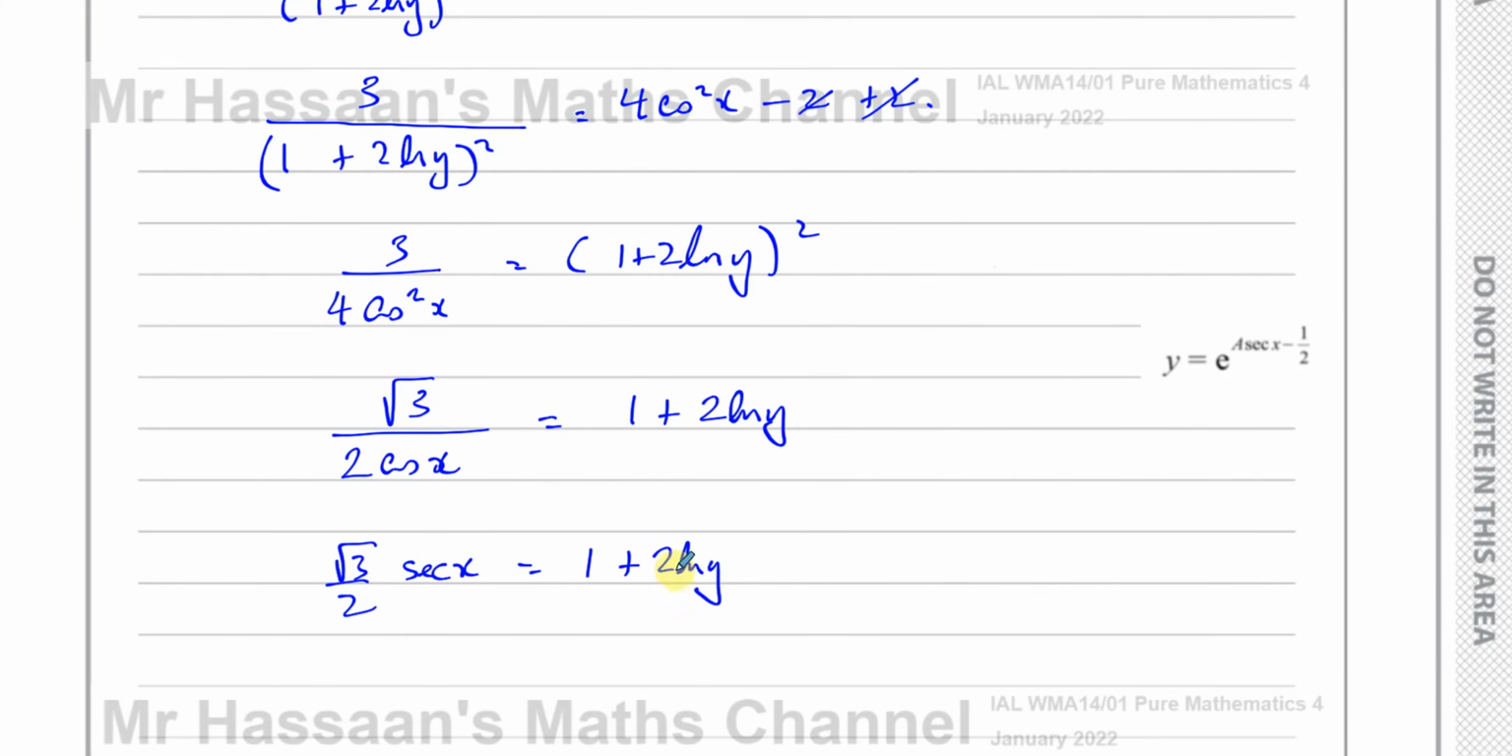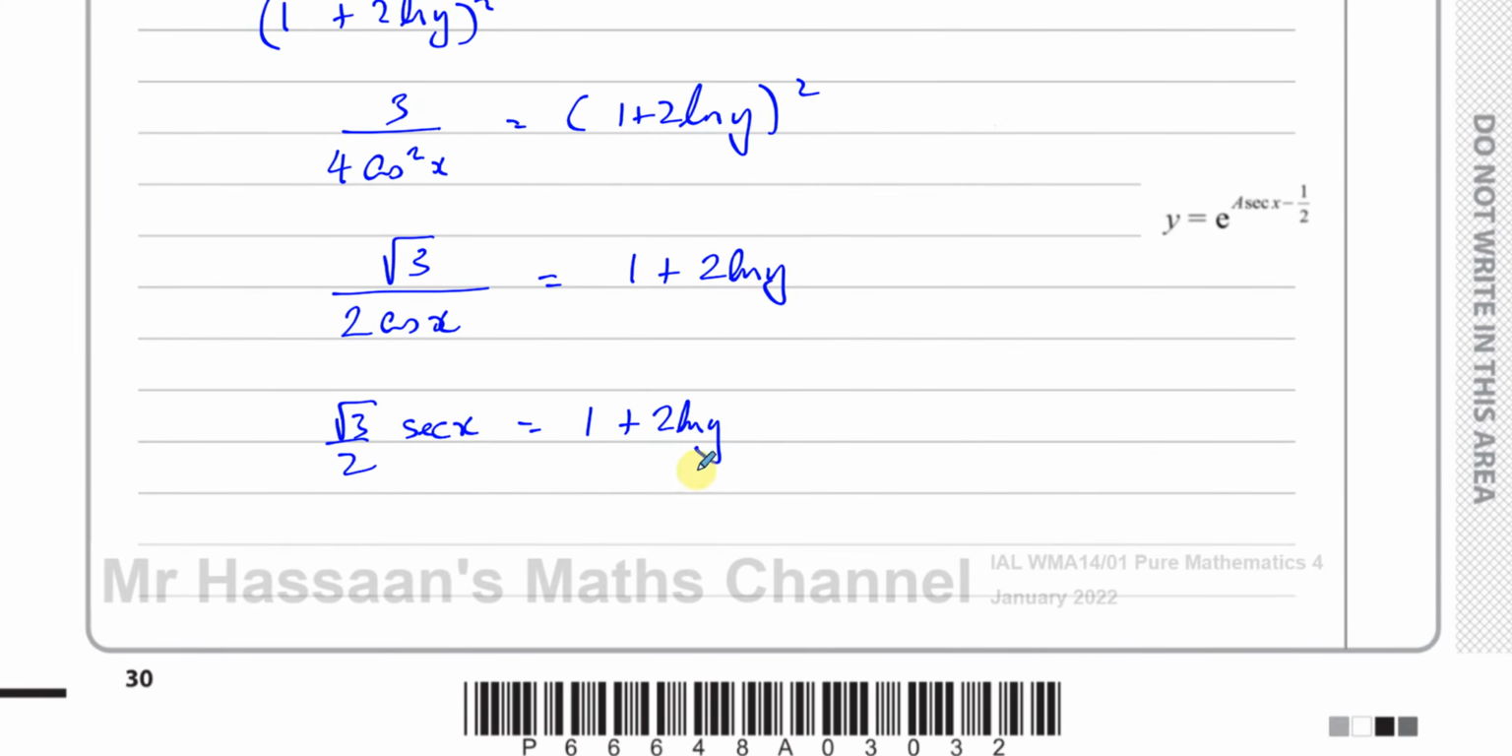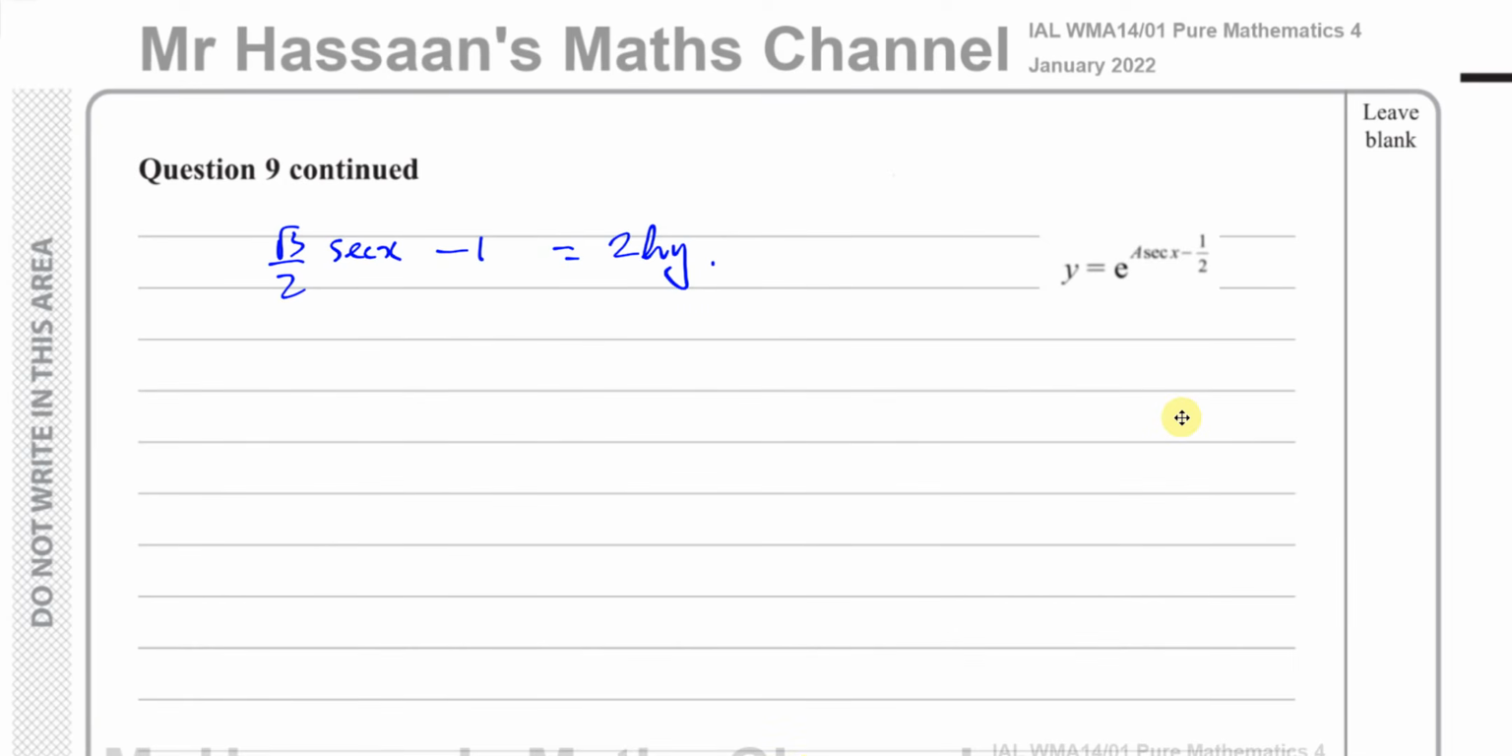Let me subtract 1 from both sides. If I subtract 1 from both sides, I have root 3 over 2 times secant x minus 1 equals 2 ln y. And now if I take it to the next step, I can divide this all by 2. So let me just take this to the next page. Okay, so now I want to make y the subject. Let me divide both sides by 2. So I have root 3 over 4 times secant x minus a half equals ln y.